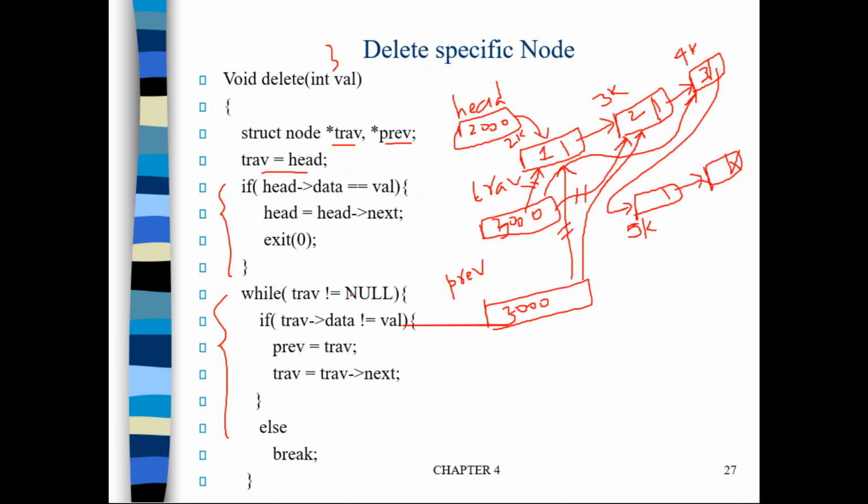Is traverse null? No, it's not null. If traverse arrow data not equal to val, is it not equal to val? No, it's equal to val. Its data is 3. The value is also 3. As it is equal, the if part will not execute. The else part will execute and it will break the while loop.